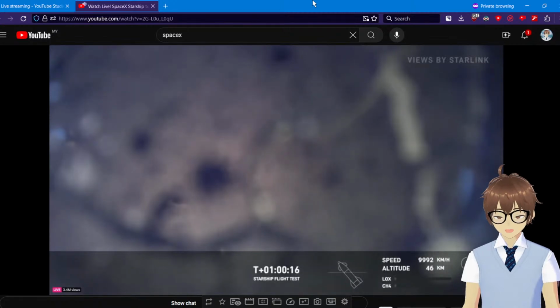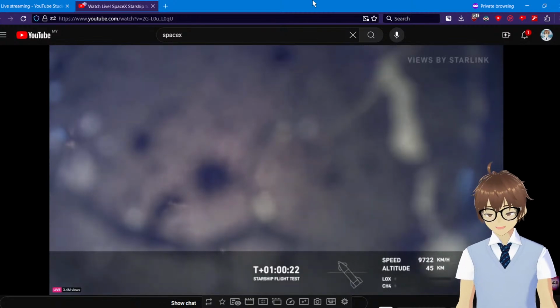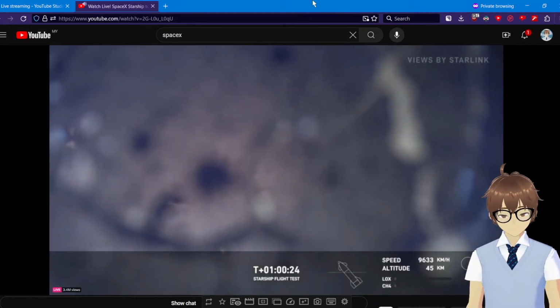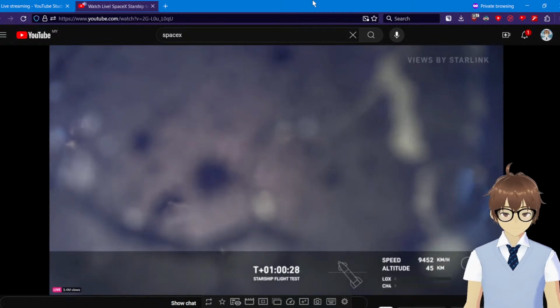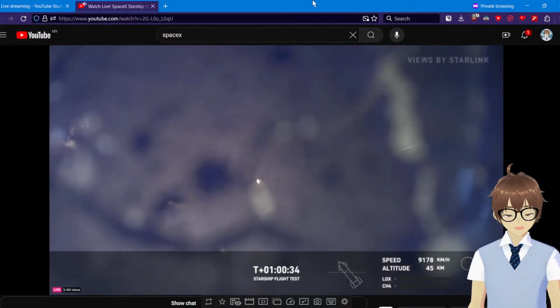Speed at the moment is around 10,000 kilometers per hour. Altitude is 46 kilometers. Splashdown is expected in about 45 minutes from now. Hopefully we still have live views. Starship is approaching maximum entry dynamic pressure. External temperatures are dropping. Okay, that is good news, those external pressures are dropping.